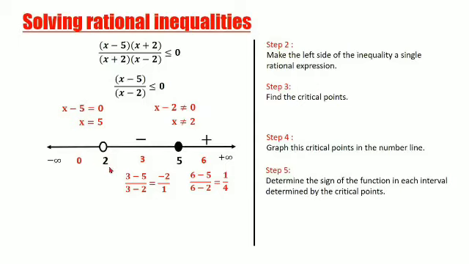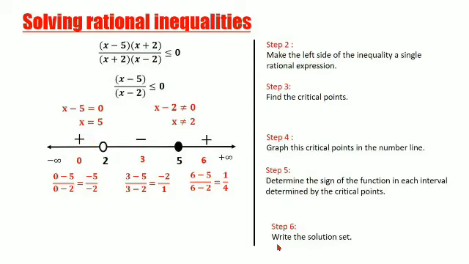Next, select a number from 2 to negative infinity. I am selecting 0. Then again, let us substitute this value to our expression here. We have 0 minus 5 all over 0 minus 2 is equal to negative 5 over negative 2, and this number gave us a positive sign. Put it there. Now you have it.